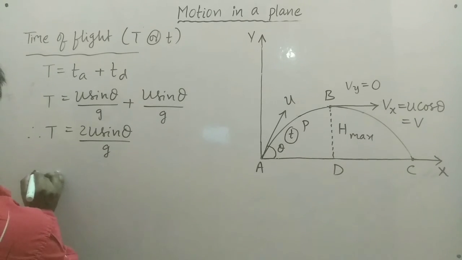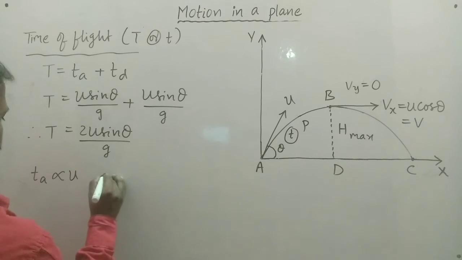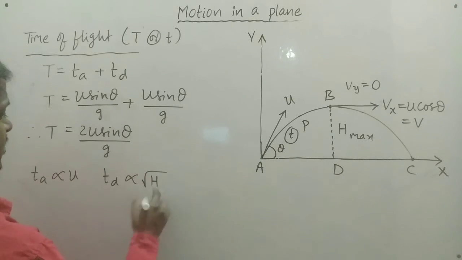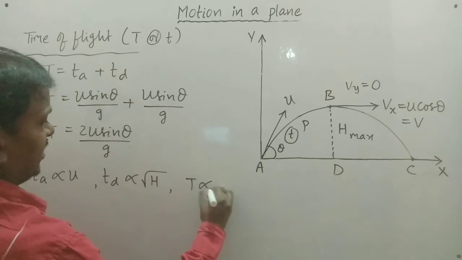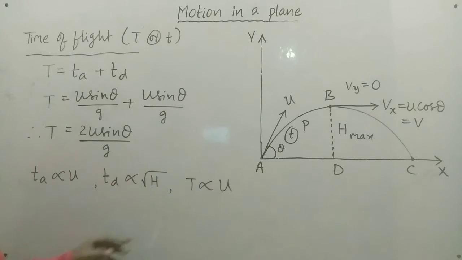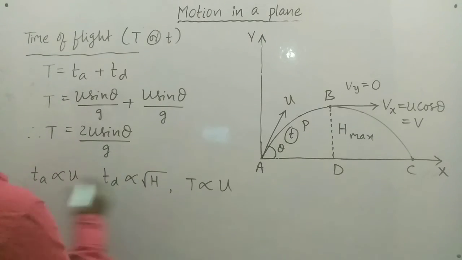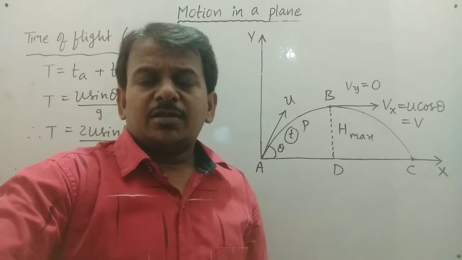From this relation we can write TA is directly proportional to u, TD is directly proportional to root of H maximum. Next, T is directly proportional to u, right? That is 2u, where 2 is the constant, so we can write u. So have you got it?